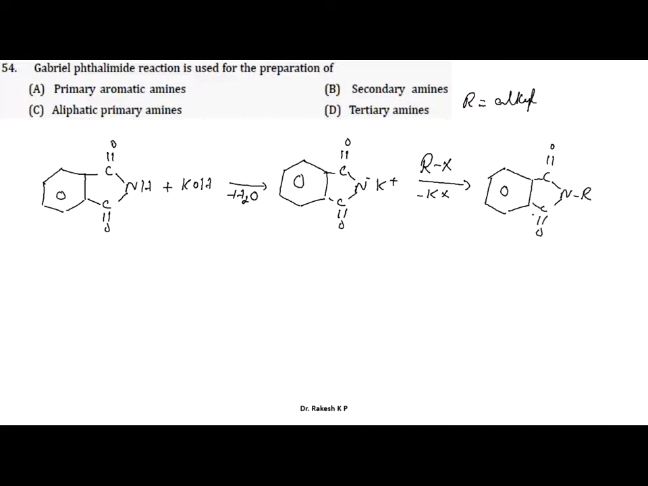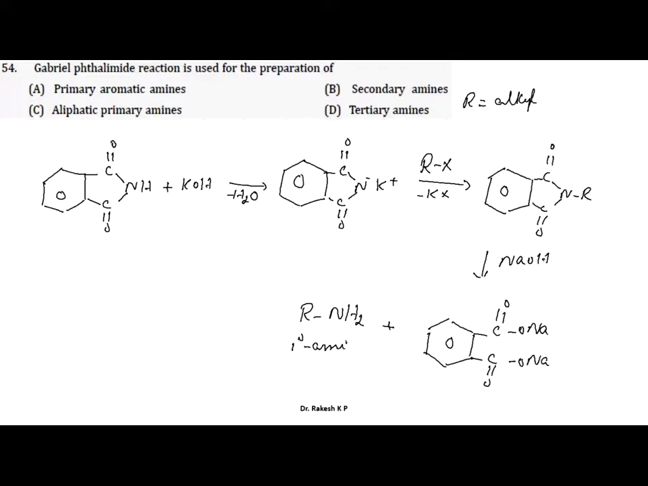This N-alkyl phthalimide is treated with the base, sodium hydroxide. We get the respective primary amines, and the sodium salt of phthalic acid. Now what is R here? We took the alkyl, hence we are going to get aliphatic primary amines.